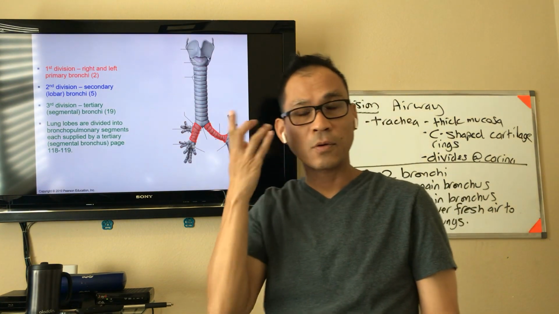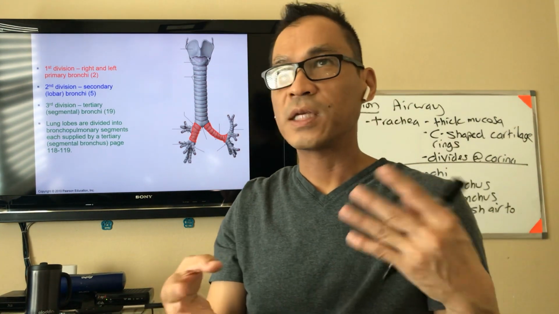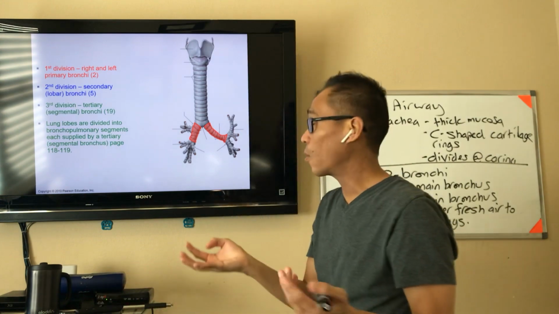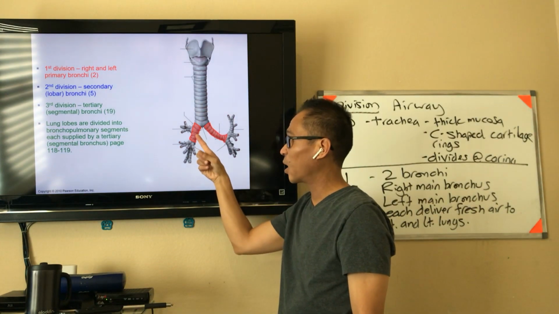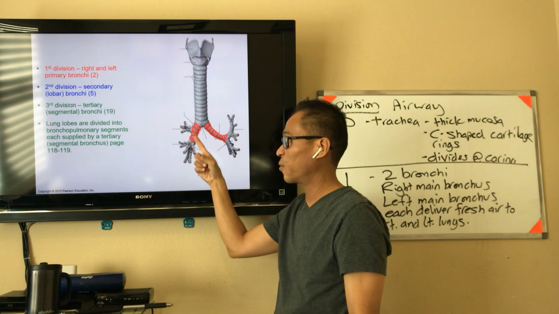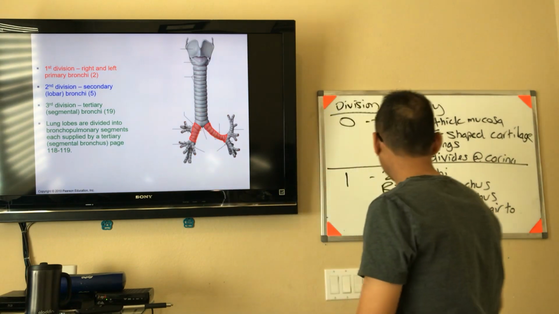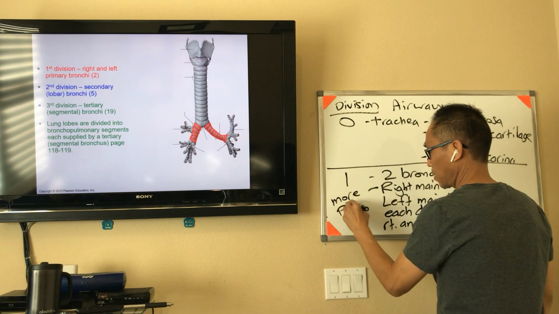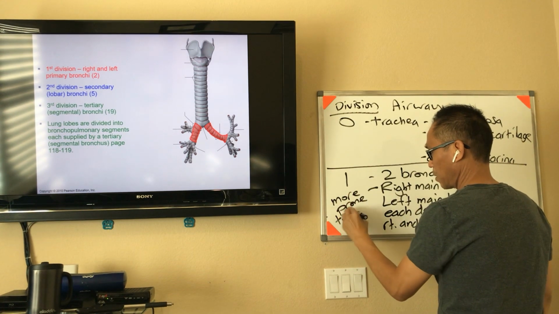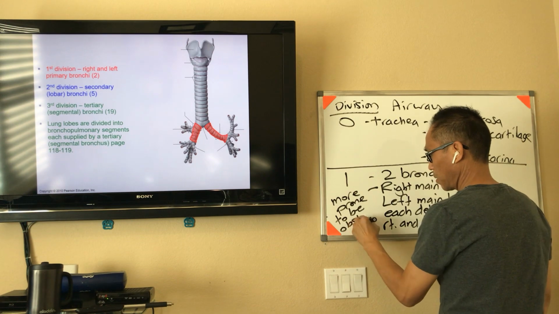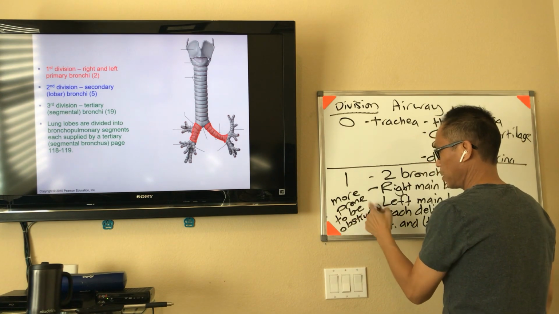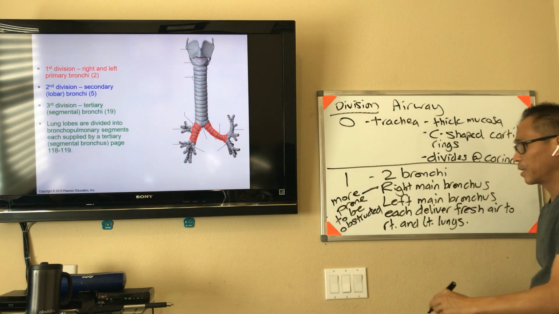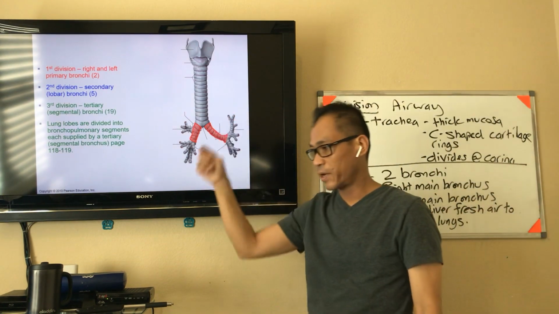So say a small toddler, they always like to stick things in their mouth. They swallow a small peanut or something. It's more likely to get lodged down this airway, the right one, than the left one, because the right one is more in line with the trachea. So I'll just put it's more prone to be obstructed. The right one is, because it's more in line with the trachea. You should note that.